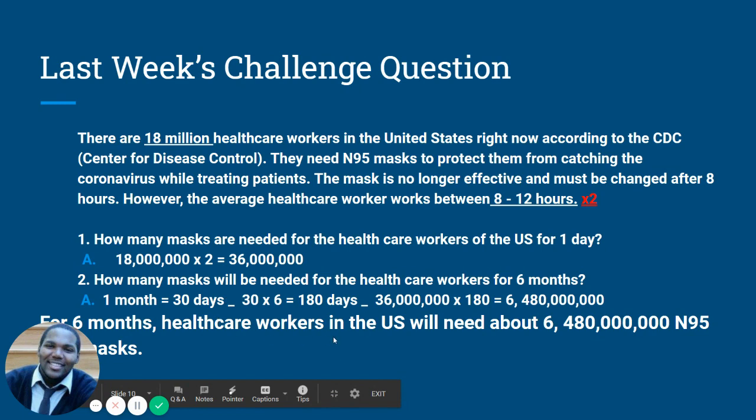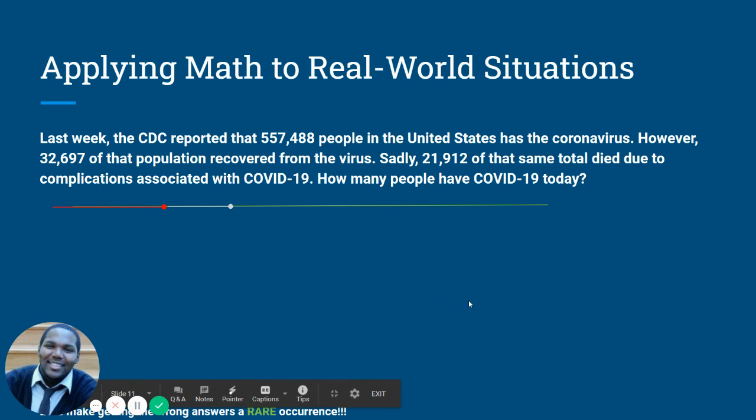All right. What did you learn so far about applying the RARE method here? When I say the RARE method, how is annotation helping you reason with your problem? Did underlining 18 million and understanding that 8 to 12 hour shifts meant that they were going to need 2 masks, did that help any in solving the problem? If so, explain how in the comment section. So go ahead and pause the video and do that. All right, moving on.